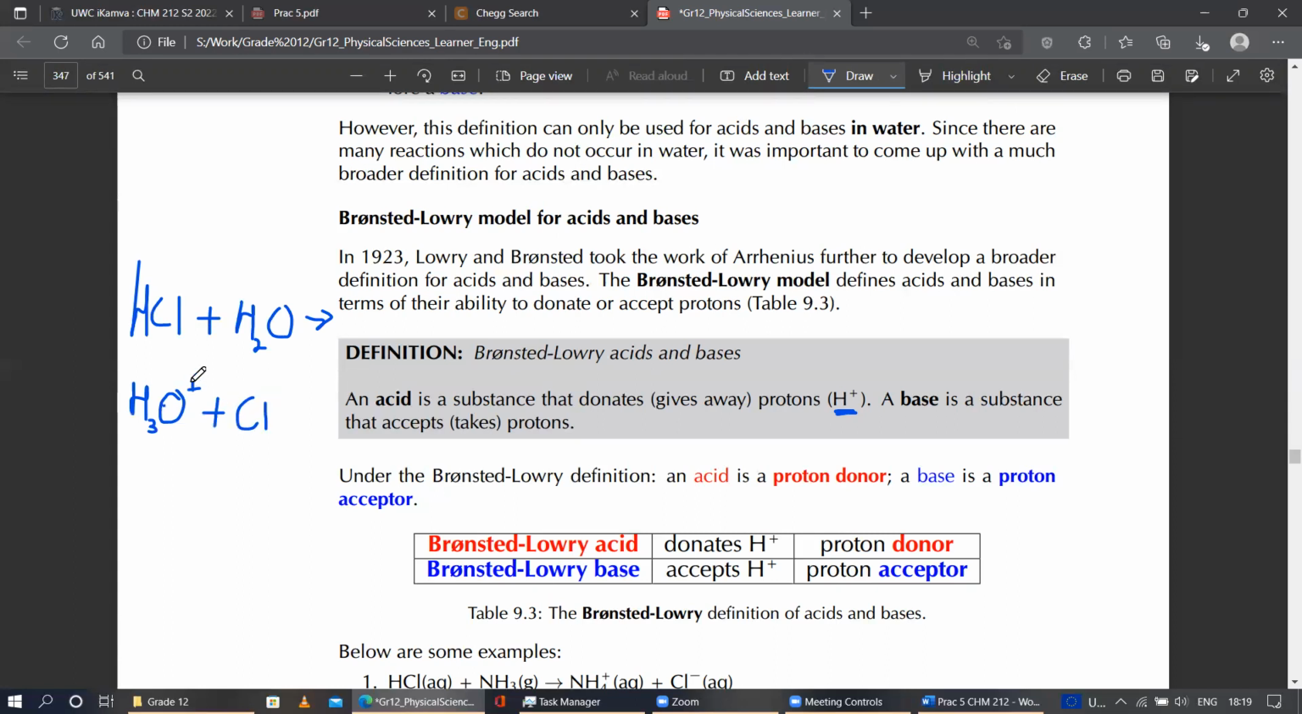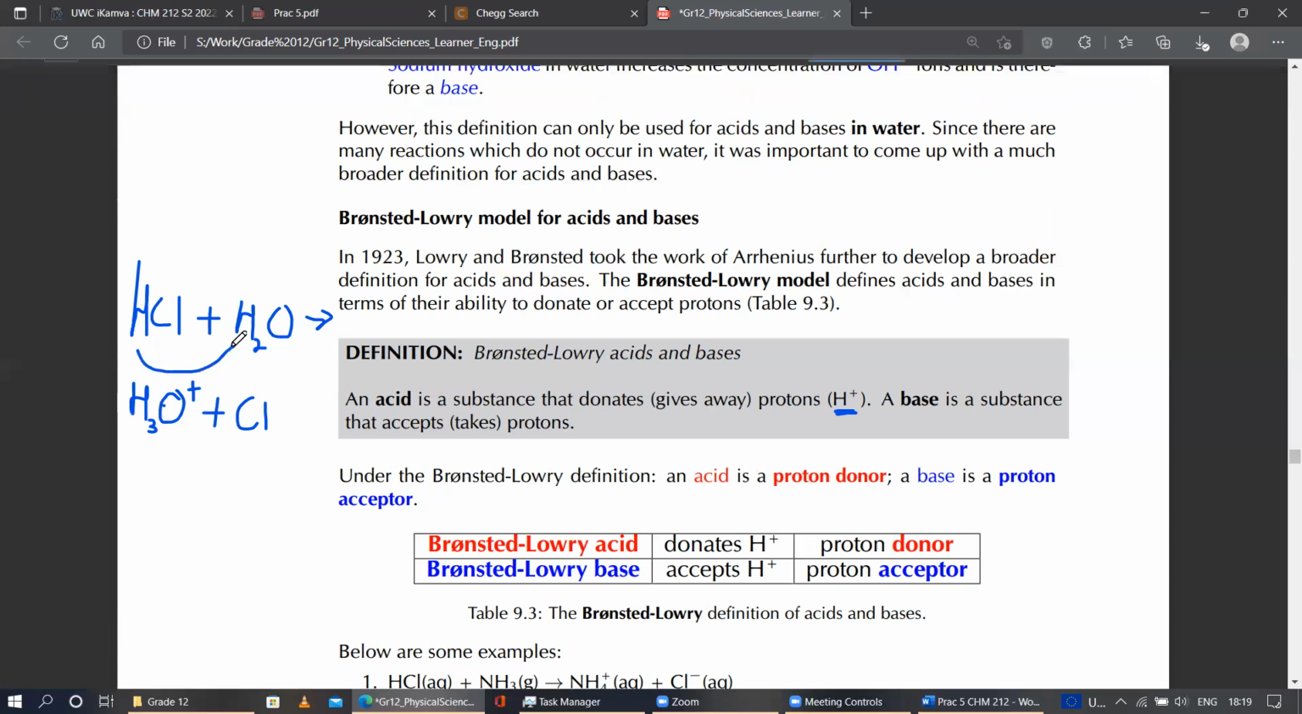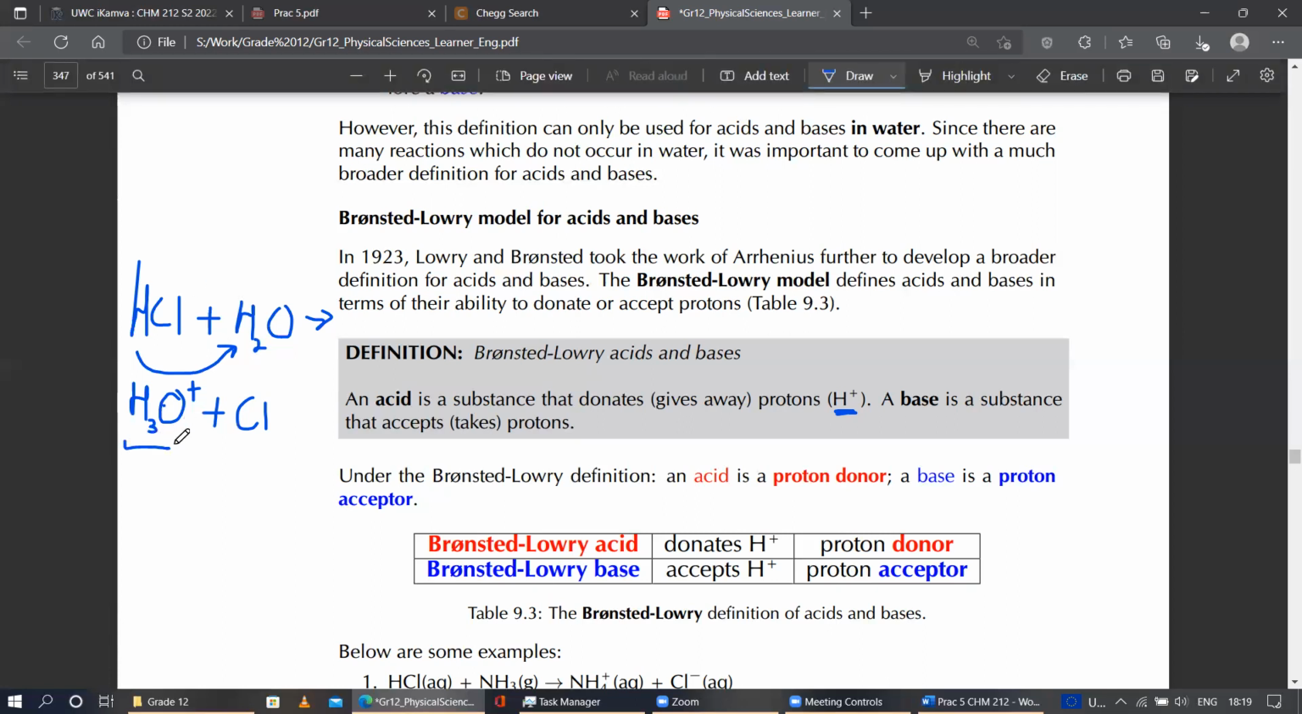So if you look at it, this proton is gonna move, it's gonna split from the hydrochloric acid, and it's gonna react with the water, giving you a hydronium ion, and the chlorine is gonna be left alone.